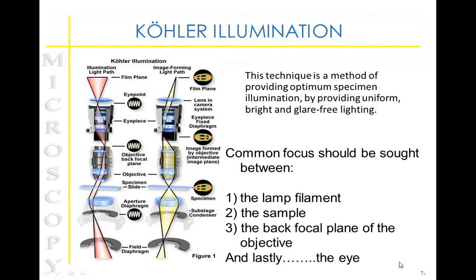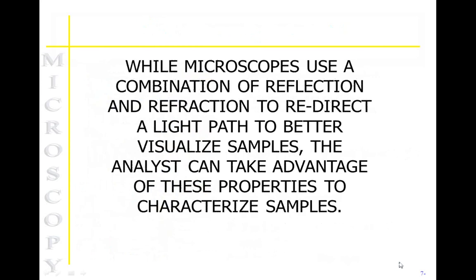To set up color illumination, there must be several focus points in the optical light path of the microscope itself. The focal points are beginning with the lamp filament itself, then to the sample, to the back focal plane of the objective, and then to the viewer's eyes. Microscopes are going to use the various lenses to provide a combination of either reflection or refraction to redirect that light path to visualize the samples so that characterization can be done on the samples.